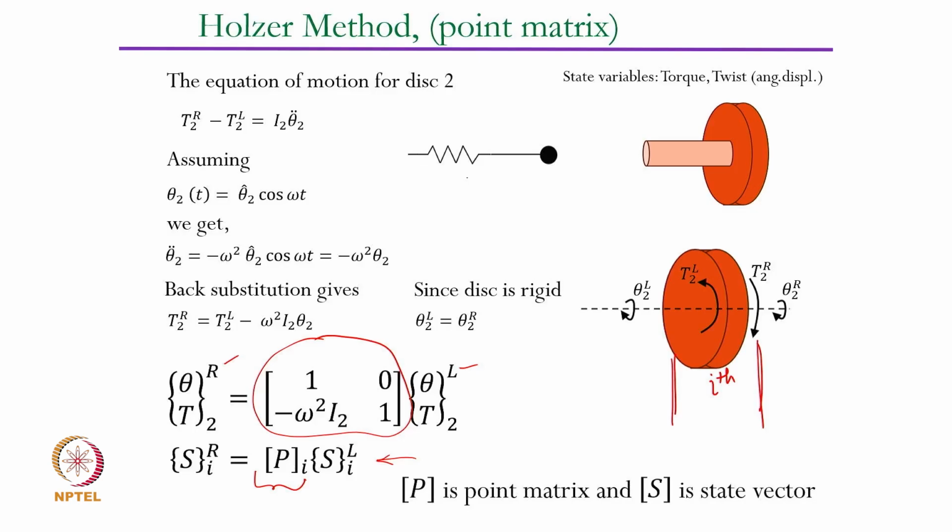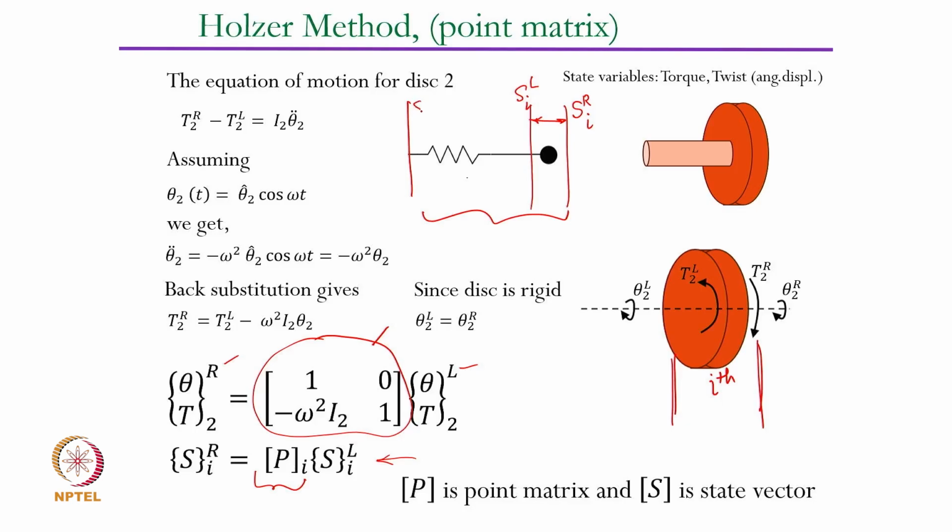Now basically what we have been able to do is to relate the right side of this ith station to the left side of the ith station. The relationship between these two state vectors is established through this point matrix. The job now is to complete the remaining part, because this represents one segment, and there are plenty of segments to come before that and after that.